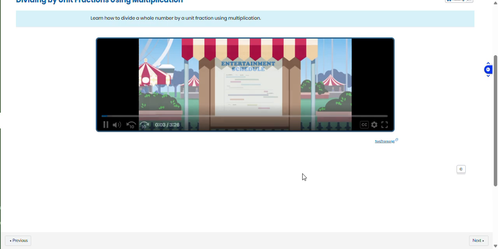The entertainment acts at a carnival will each be 1/3 of an hour long. The stage will be open for 6 hours each day. How many acts can be performed on the stage each day? To find out, divide 6 by 1/3 because you want to know how many groups of 1/3 are in 6.